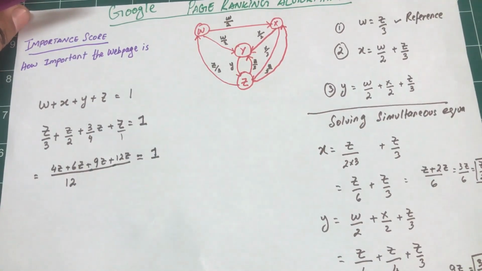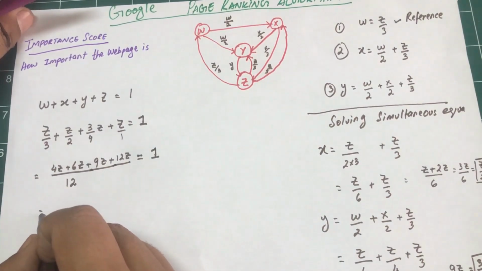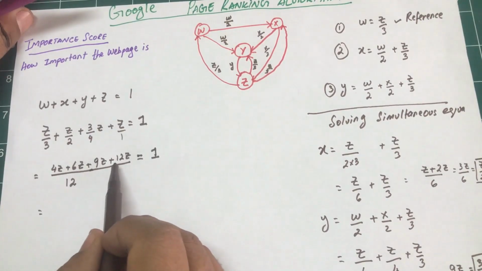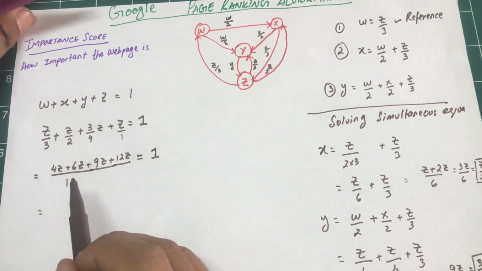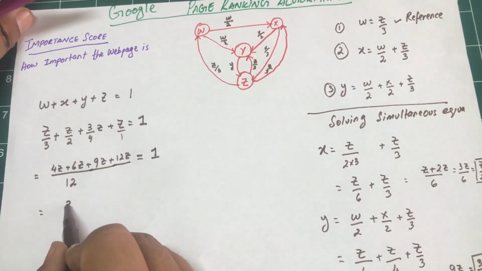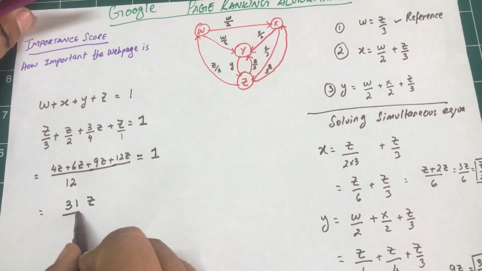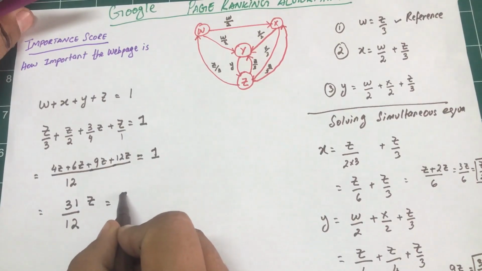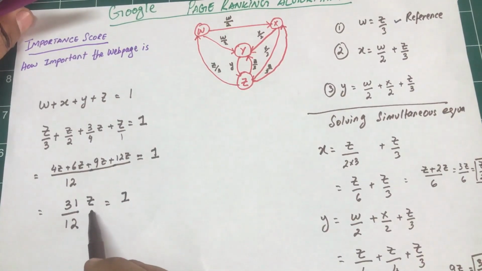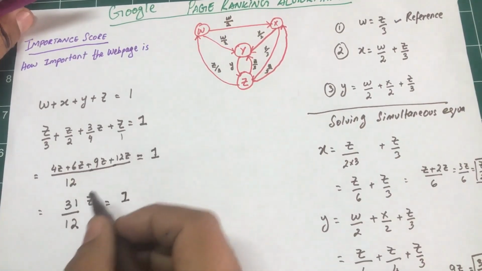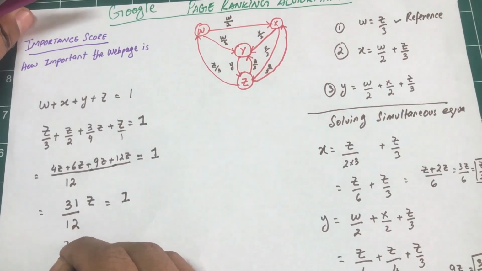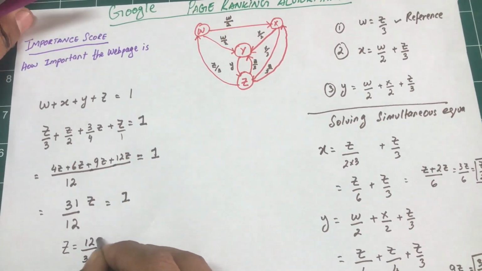All right, so far so good. Okay, now we're going to simply add these up. So I got 6 plus 4, that is 10, plus 10, 22, 22 plus 9, that would give me 31. 31z over 12 equals 1. When I want to solve just for z, what do I get in terms of z? So when I take this to the other side, the fraction will flip. So z is going to be 12 over 31.